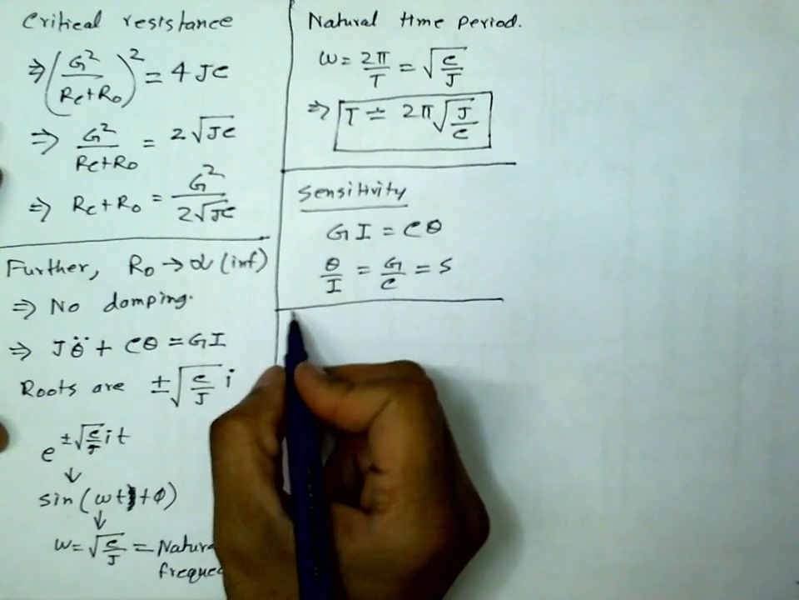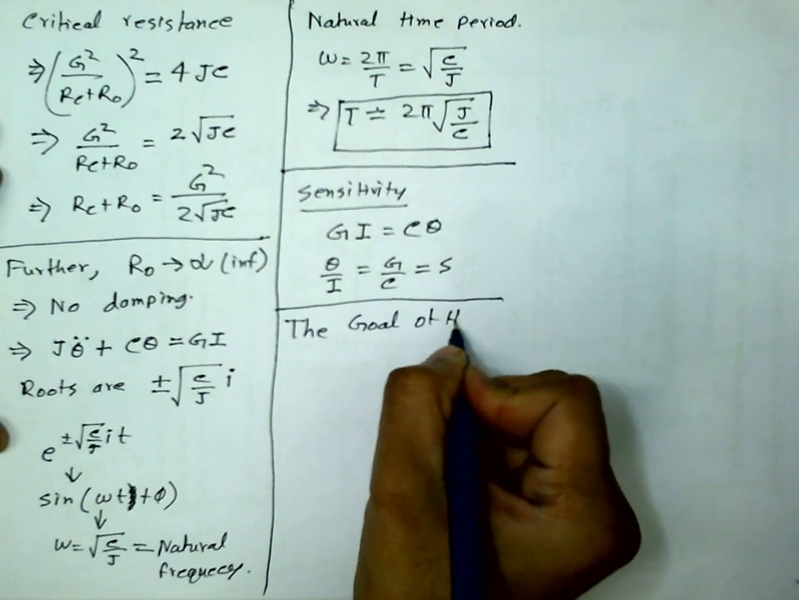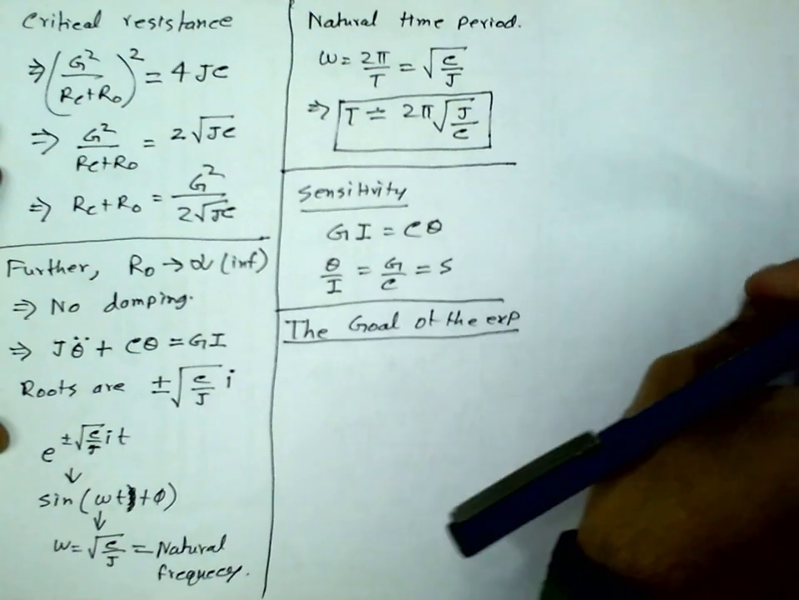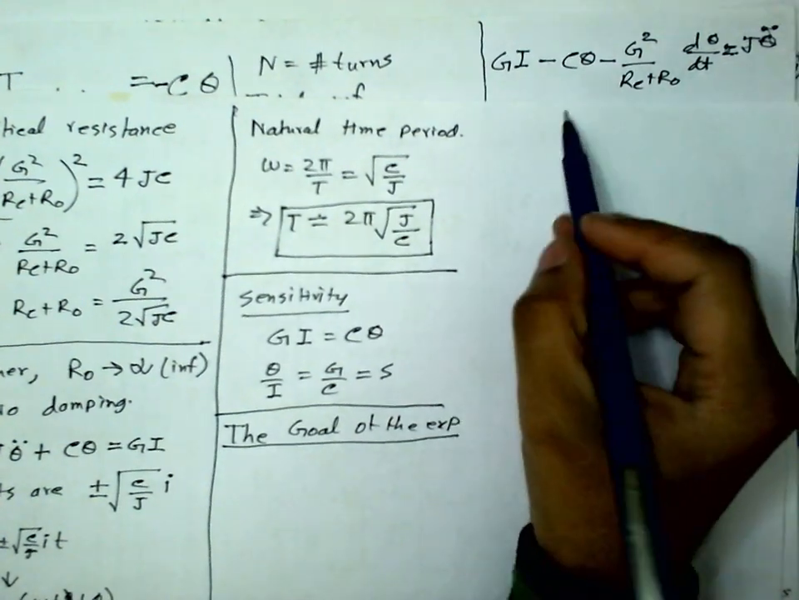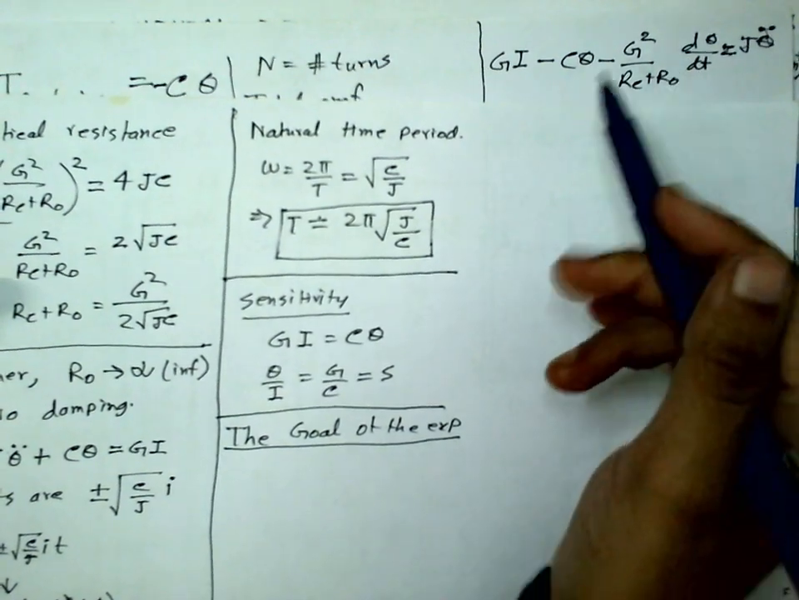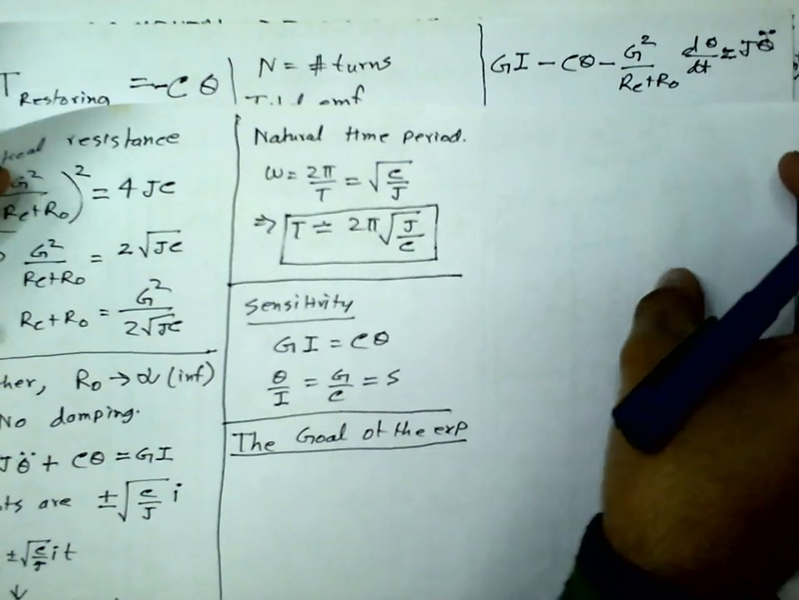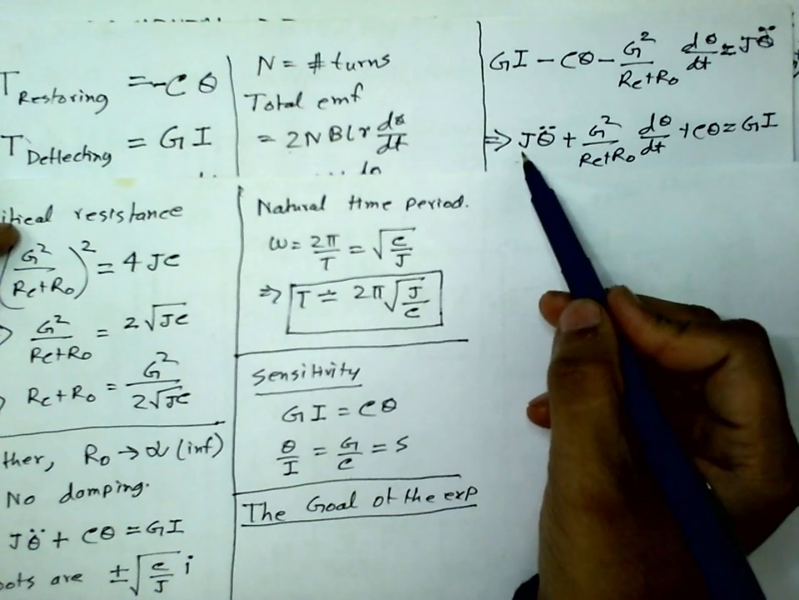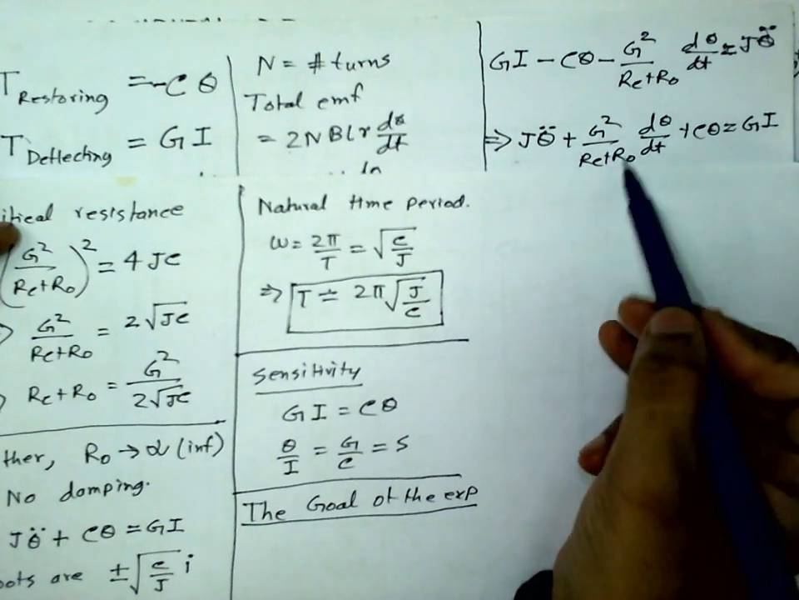Now the goal of this experiment is as follows. So this is the equation of the dynamics of the moving system, and here you see that there are some coefficients. Let's look at this version of the equation. So you have the coefficients like J, C, G, and this one.